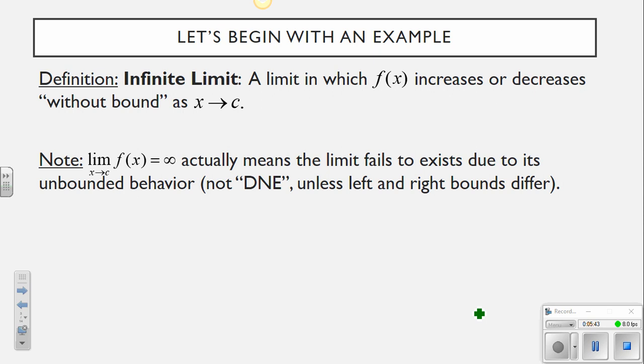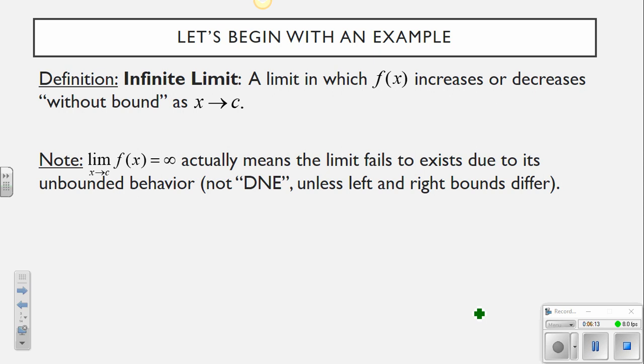Now, there is an important note here to make: the limit as x approaches c of f of x equals infinity actually means that the limit fails to exist due to its unbounded behavior. We talked a little bit about this last week when we talked about unbounded behavior, about if a limit approaches infinity or negative infinity, even if it's the same direction, that it technically fails to exist, but it doesn't mean it doesn't exist. I know those are kind of confusing things. It fails to exist because it's not bounded.